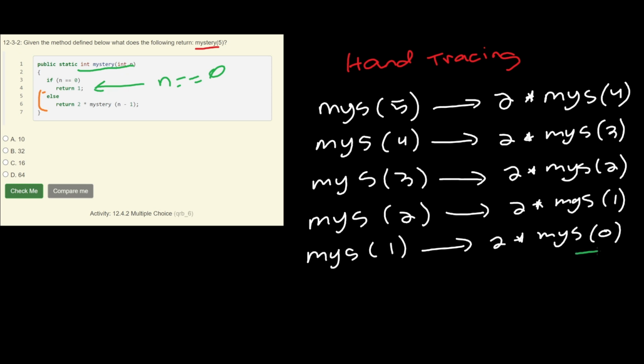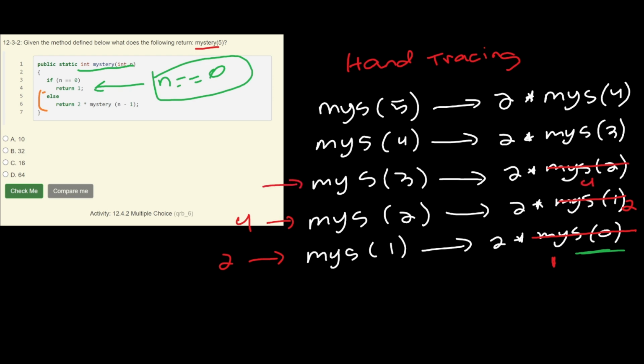So right here, n is equal to 0. So we've met our base case, because remember how we said our base case is when n equals 0, we're going to return 1. So like the first problem, we know that when we call mystery 0, that's going to be equal to 1. So we're going to replace this with a 1. So then we know that mystery 1 is going to return 2. So if mystery 1 is 2, then over here we can replace mystery 1 with 2. So then mystery 2 becomes 4.